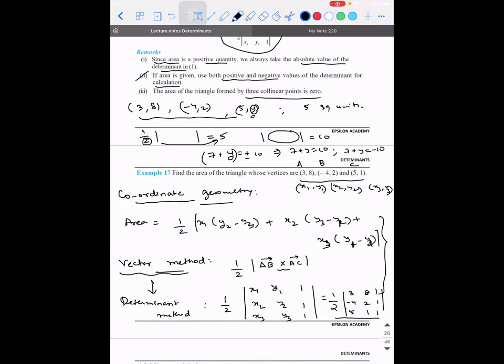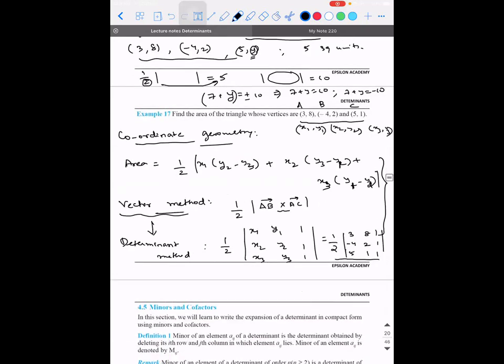Okay. Similarly, the third point is the area of a triangle formed by three collinear points is 0. Right. So let's say you have to prove that 3 points are collinear, what will you do? Equate the area to 0. You have to find the determinant and equate the determinant to 0. If the determinant comes out to be 0, you have proven it right, or else they are not collinear. That's it. Right?